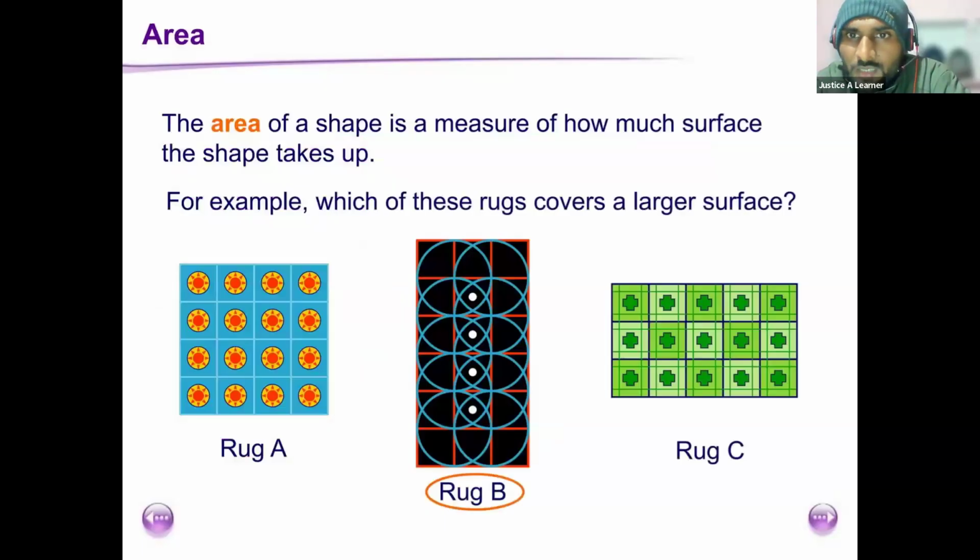The area of a shape is a measure of how much surface the shape takes up. We already understood that in basic concepts, right? Yes. For example, which of these rugs covers a larger surface? Of course, the rug.